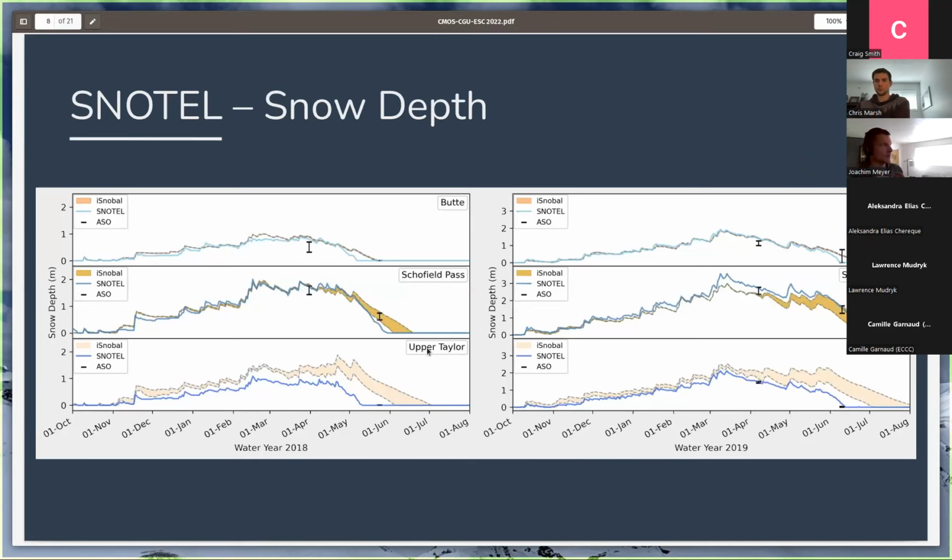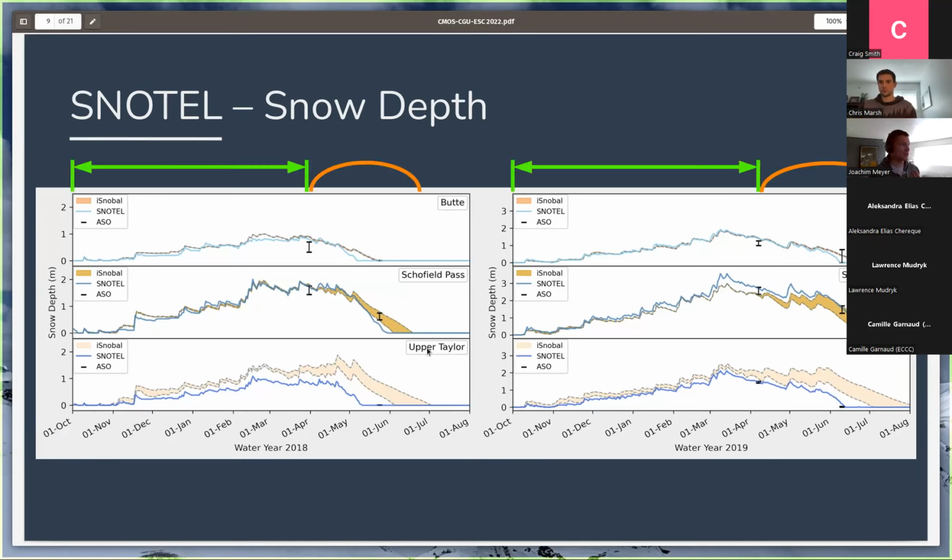First off, let's look at the SNOTEL snow depth site. So now we're comparing a point measurement through time. And I'm just picking here 2 water years, which are kind of representative. 2018 was kind of average, maybe a little below average, and 2019 was a high water year.